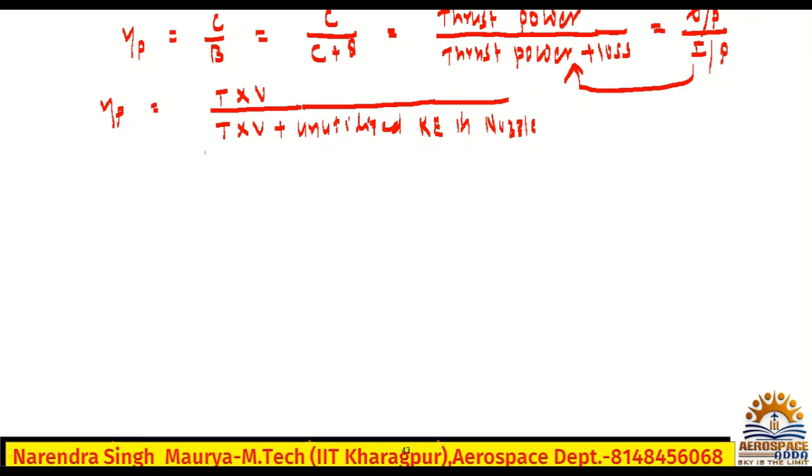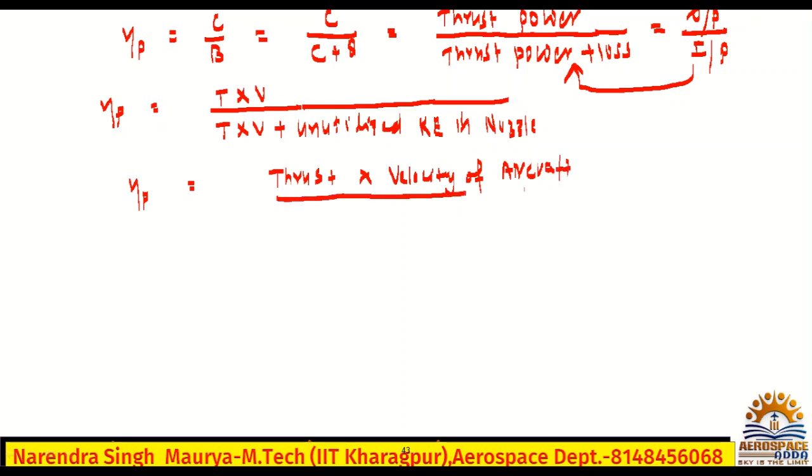Okay. So now we'll check. This is the formula for the eta P. If you want to write it in terms of a full formula, so that you can remember easily, it is eta P equals thrust into velocity of aircraft. That will be the thrust power. Thrust into velocity of aircraft divided by again thrust into velocity, here I will write thrust into velocity only, plus unutilized kinetic energy.